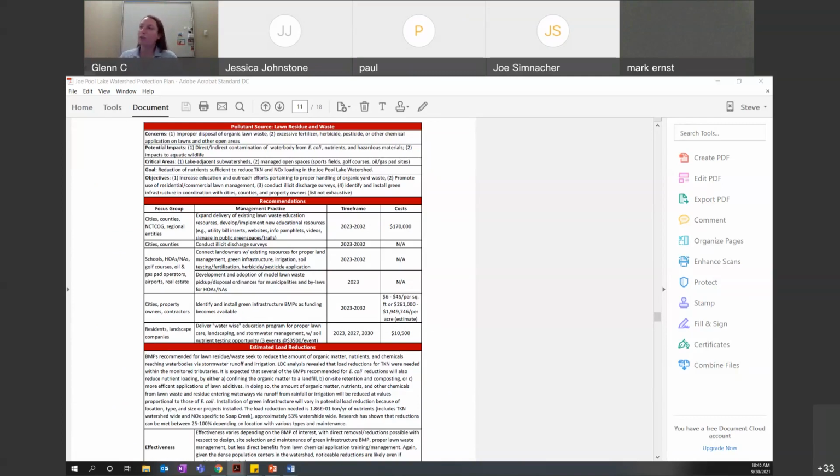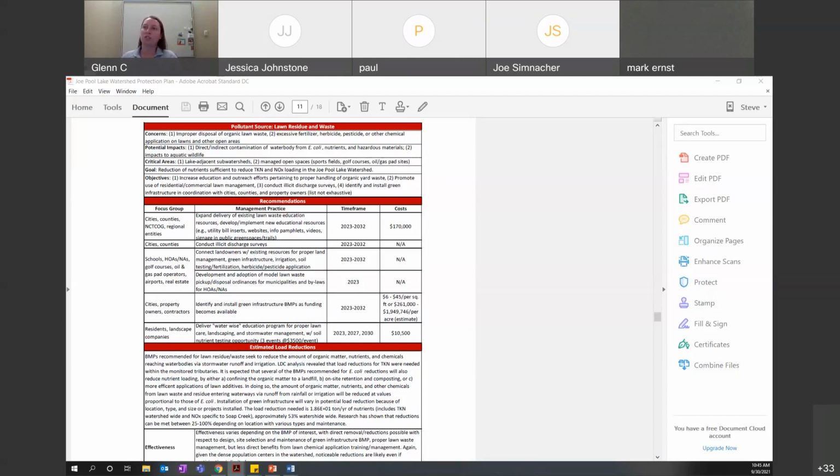But so concerns with lawn residue and waste. So we have improper disposal of organic lawn waste. We have excessive fertilizer, herbicide, pesticide, or other chemical application on lawns and other open areas. And the impact is the direct, indirect contamination of water body from E. coli, nutrients, and hazardous materials, and impacts to aquatic life.